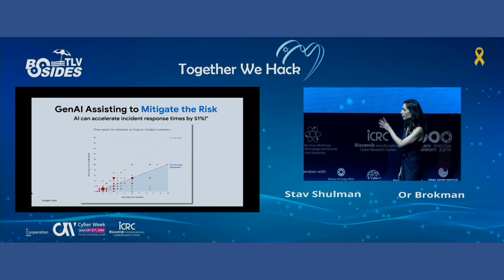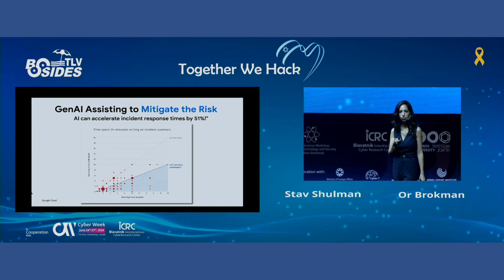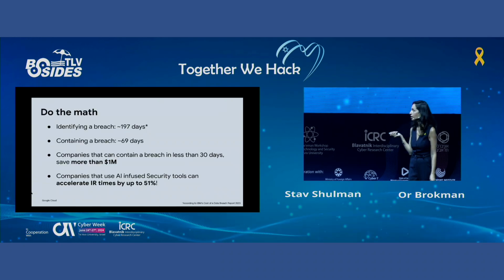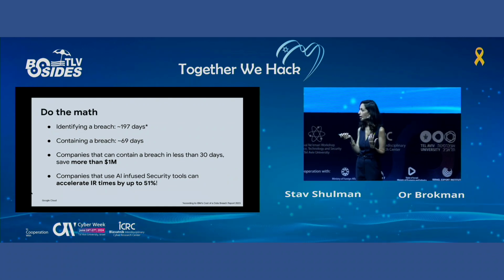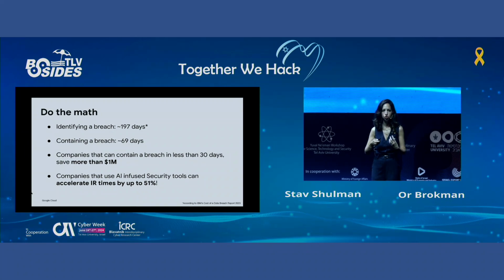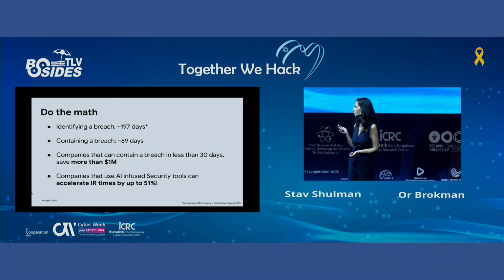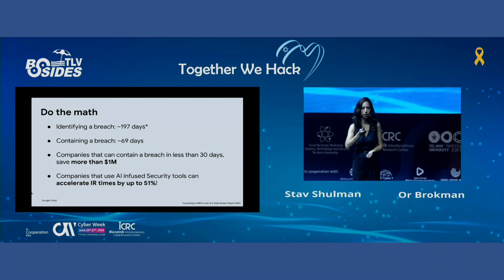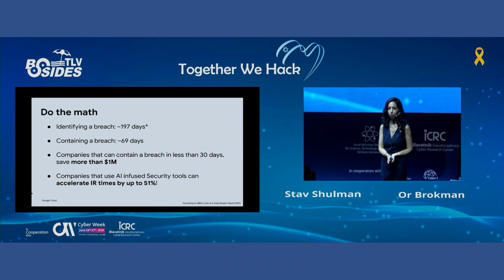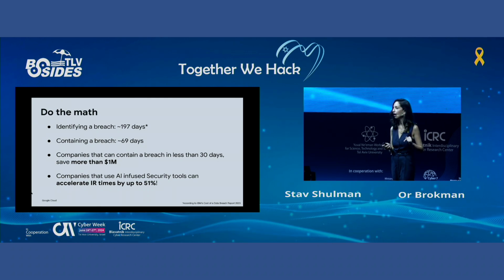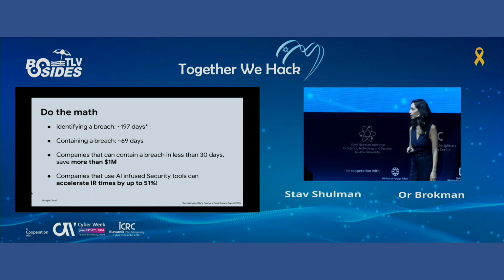What's the gain? Based on our testing, GenAI can accelerate IR by approximately 51%. And to translate that into money, if identifying a breach is roughly 200 days, and containing a breach is additional roughly 70 days, and now we know that companies that can contain a breach in less than 30 days save more than $1 million in comparison to those who don't, and that companies that use AI-infused security tools can accelerate IR by up to 51%, that's a lot of money and a lot of time savings.